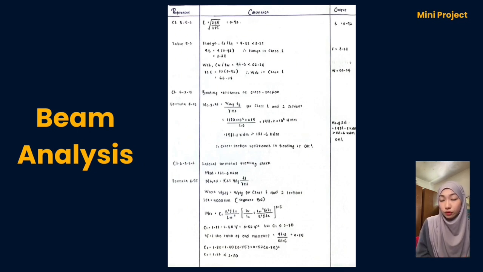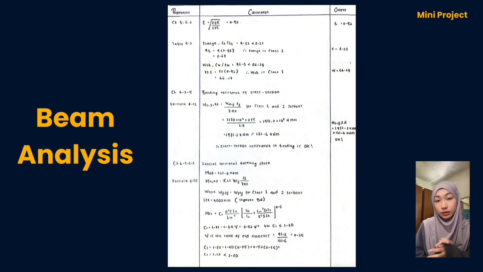The code formula we use is 6.13, which is for class number 1 and 2 sections. After calculating the value, I got 1971.8 kilonewton meters, which is much greater than the required bending moment of 121.6 kilonewton meters, meaning that the cross section is safe in bending.